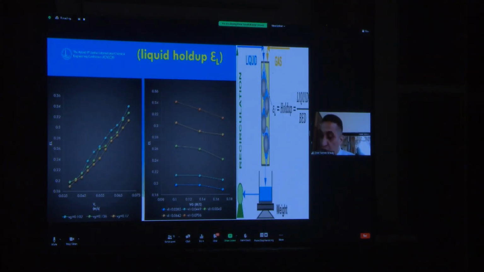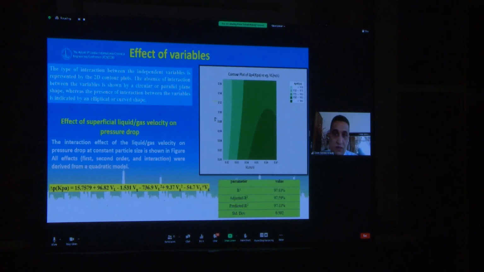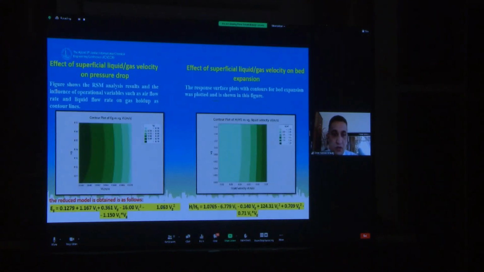Liquid hold up. This figure shows how liquid hold up varies with liquid velocity at various fixed gas velocities and with gas velocity at various liquid velocities. The liquid hold up increased rapidly as the liquid velocity increased, due to the increase in liquid volume throughout the bed, while the liquid hold up decreased as the gas velocity increased, due to the increase in gas volume relative to liquid. This is the statistical analysis using a response surface model, showing the effect of variables.